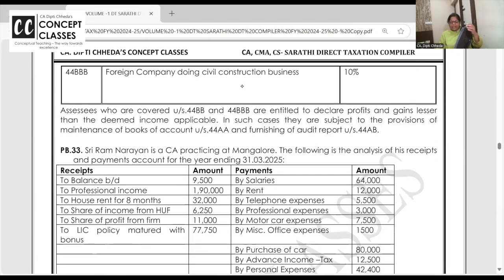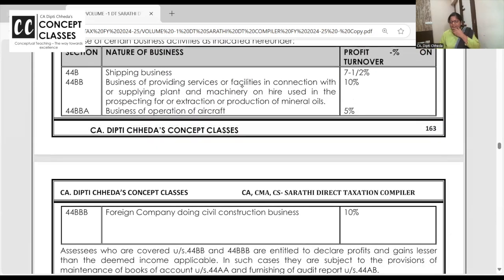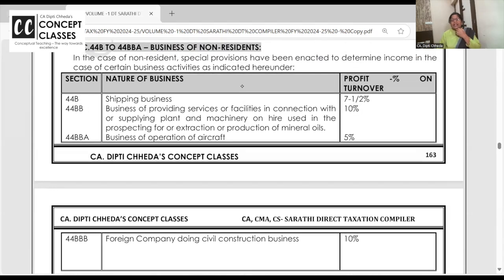Okay. Non-residents are paying tax on presumptive basis. You can't say to a non-resident aircraft or shipping company, please wait, listen, come in July 25, pay the tax and file the return. No. So if a non-resident is doing shipping business, whatever receipts they have made in India, 7.5% is net profit, pay tax on profit and go. Business of providing plant and machinery on extraction, 10%. Business and operation of aircraft.